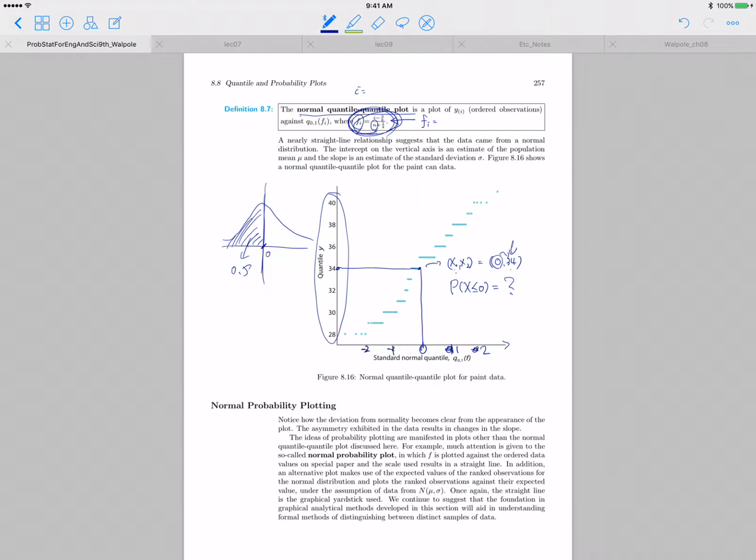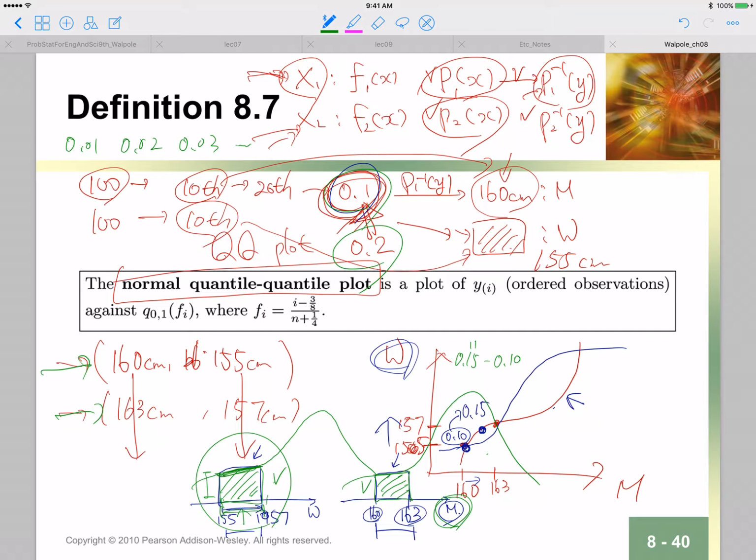Okay, so that's it for this quantile plot, and that is also the end of chapter 8. Any questions?